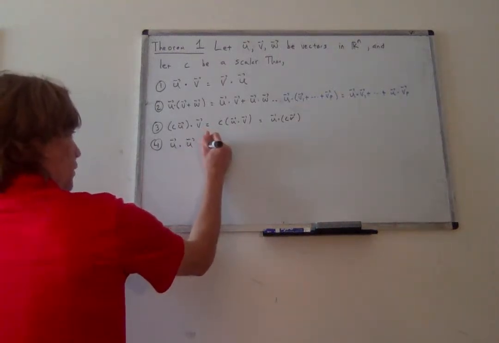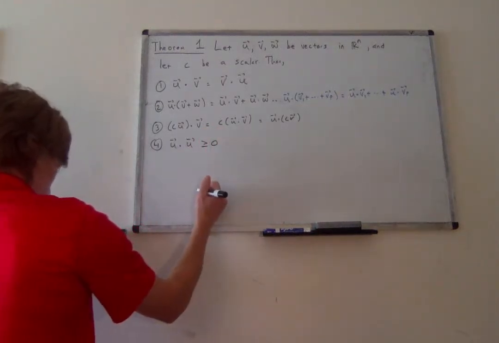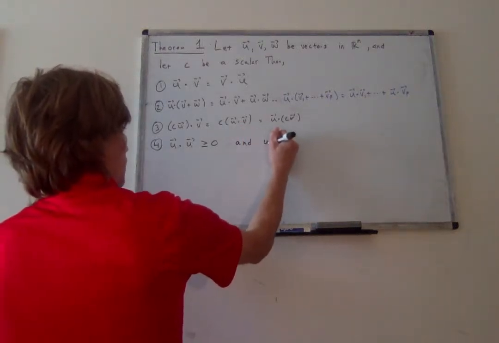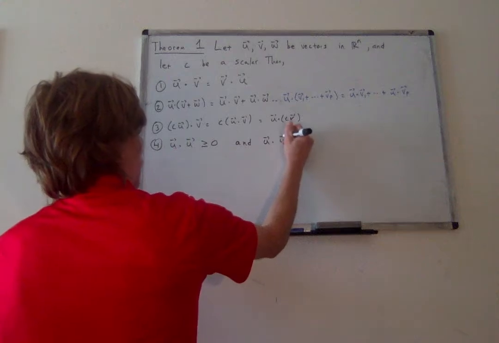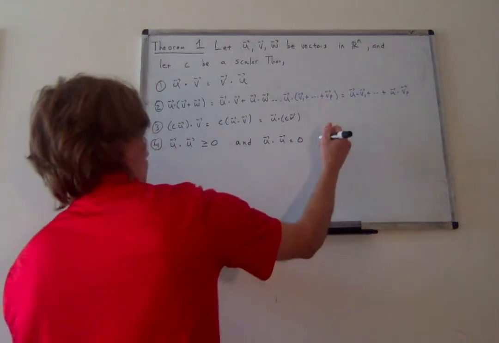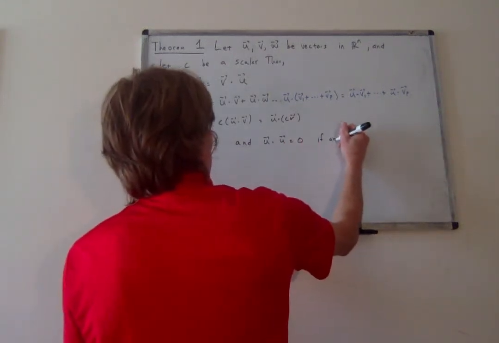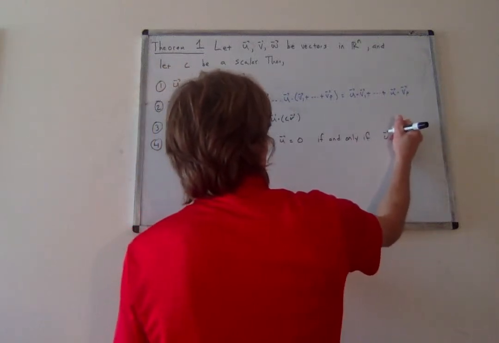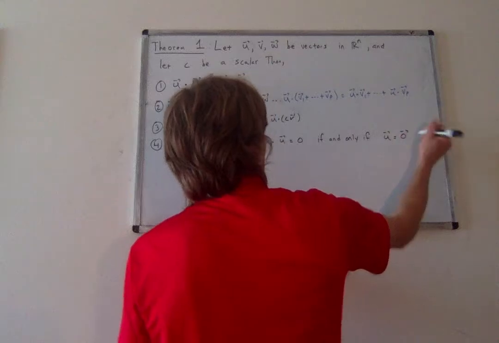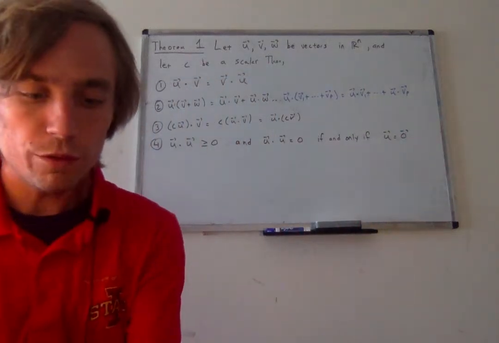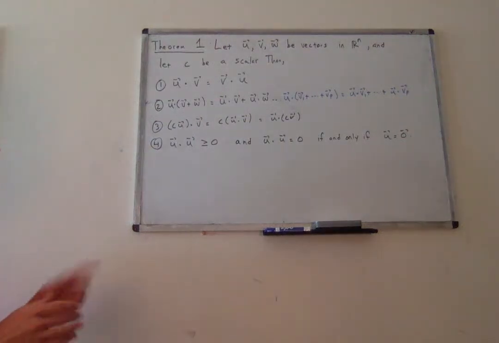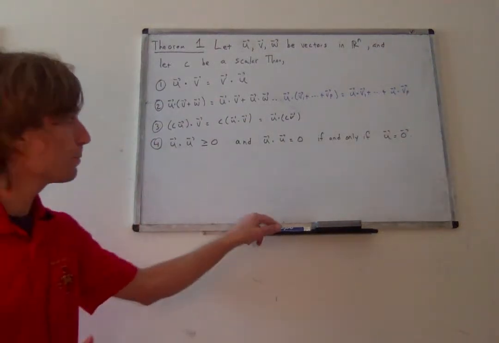So the dot product of a vector with itself is always greater than or equal to 0. And in fact, the dot product of u with itself is equal to 0 if and only if, meaning the only time this happens, u is the 0 vector. So I want to briefly talk about this. Why is property 4 true?